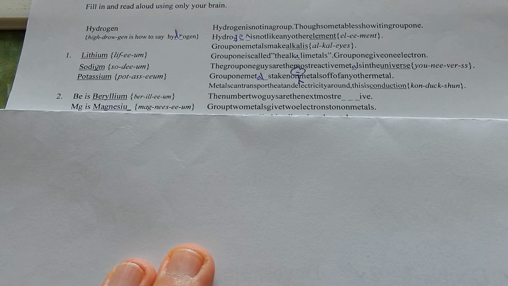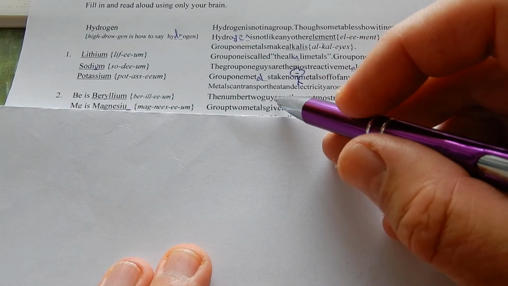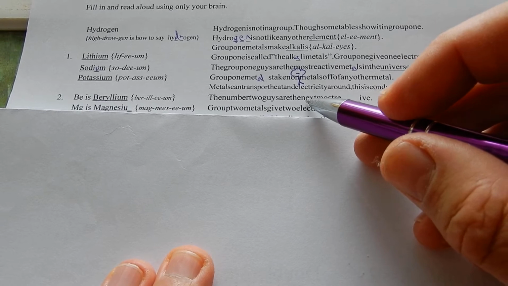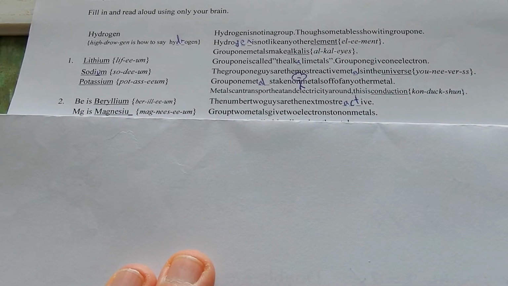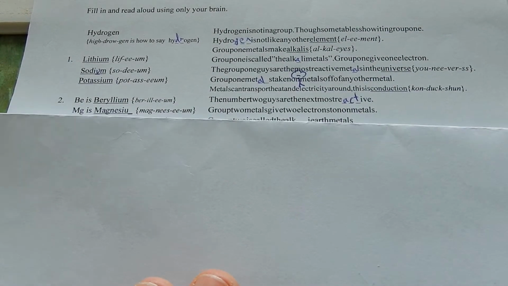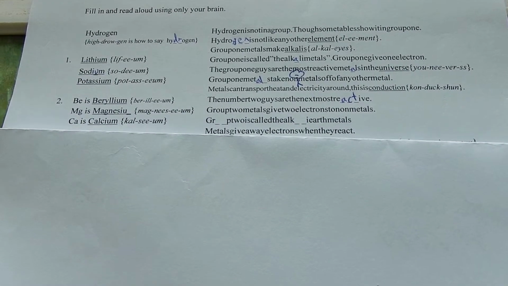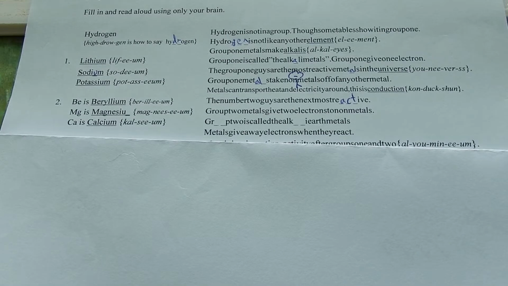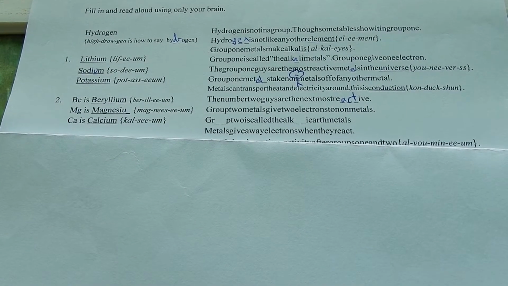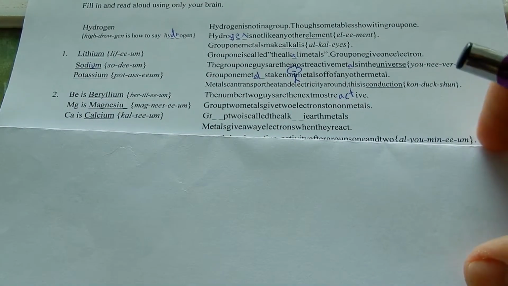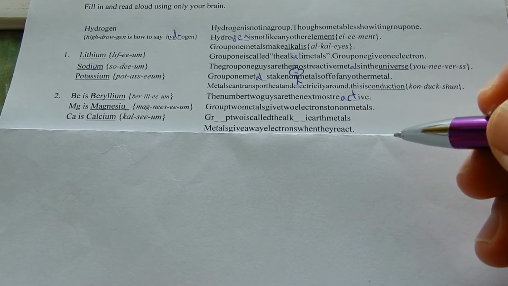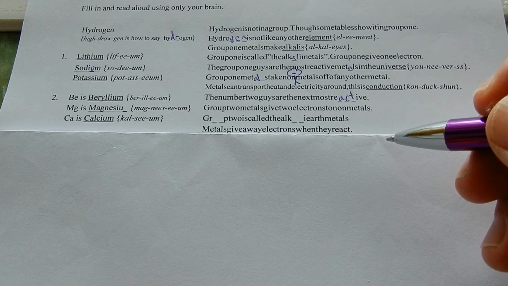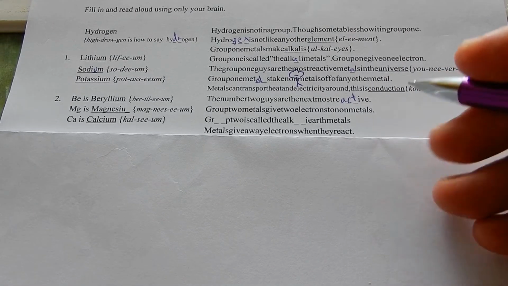Be is beryllium. The number 2 guys are the next most reactive. Yes, group 2 guys will take non-metals off of transition metals, or group 3, like aluminium. These are more reactive than aluminium, group 3, but less reactive than group 1. 1, then 2, then 3, then the transitions. Transition metals like gold and iron. Group 2 metals give 2 electrons to non-metals.